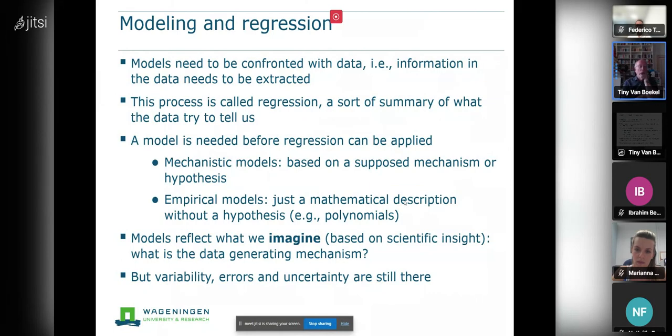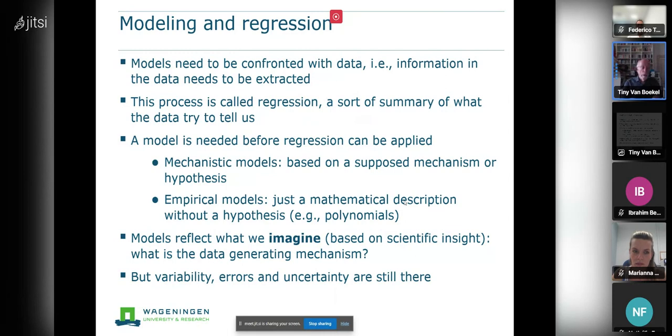With regression, we try to summarize what is in the data. And to do that, we need a model. And what is a model? Well, as I said yesterday, it is a mathematical representation of how you think the world is built. So it's an abstraction based on a supposed mechanism or a hypothesis that hopefully is science-based. And then you can build such a mathematical model based on the science.